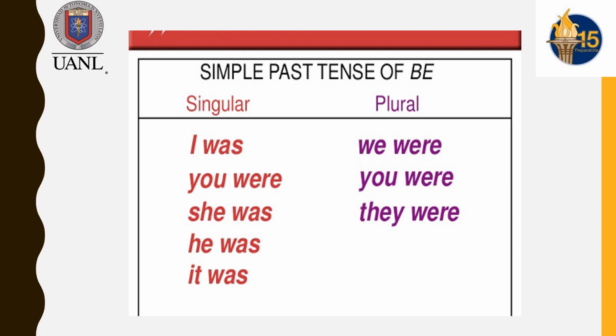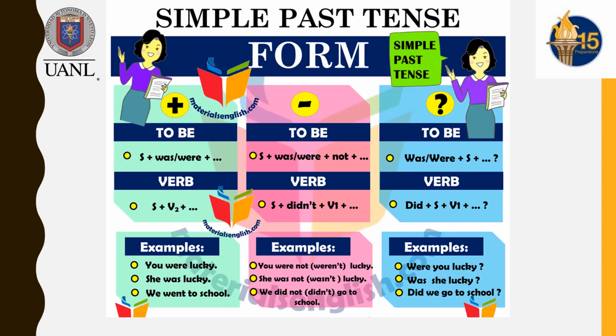Now we're going to talk about simple past tense of be, singular and plural. So you have the pronouns I with was, you were, you as a singular, right? She was, he was, it was, and then you have the plural. We were, you were, they were, right? So you have to create now the statements, right? So you have the rule here, okay?